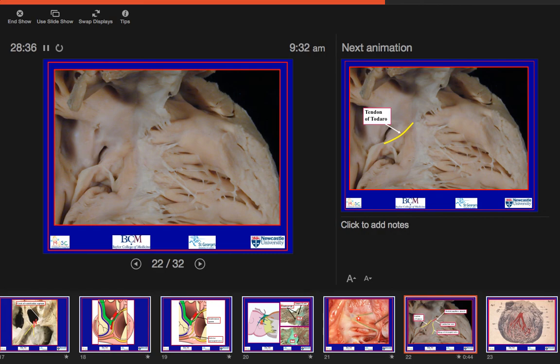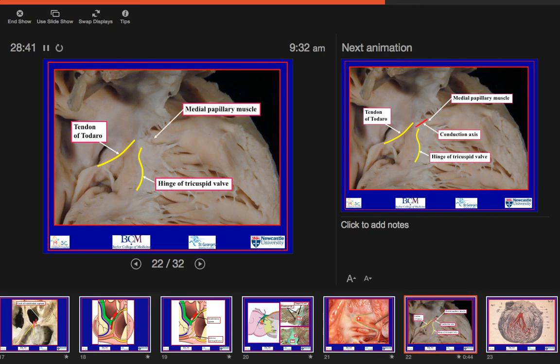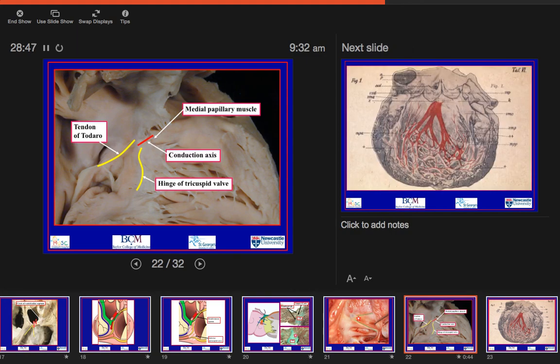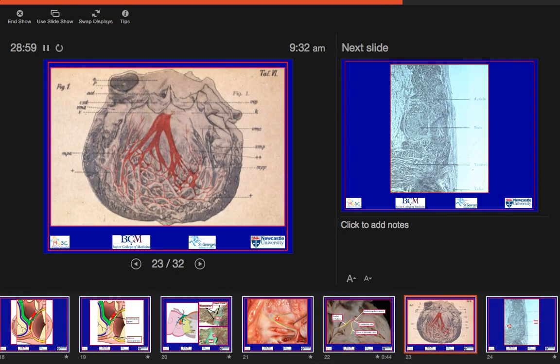The heart again is attitudinally aligned so that the triangle of Koch has its apex uppermost. And to find the atrioventricular conduction axis, we draw a line from the apex of the triangle of Koch to the medial papillary muscle. The left bundle branch is then descending on the left ventricular aspect of the septum.